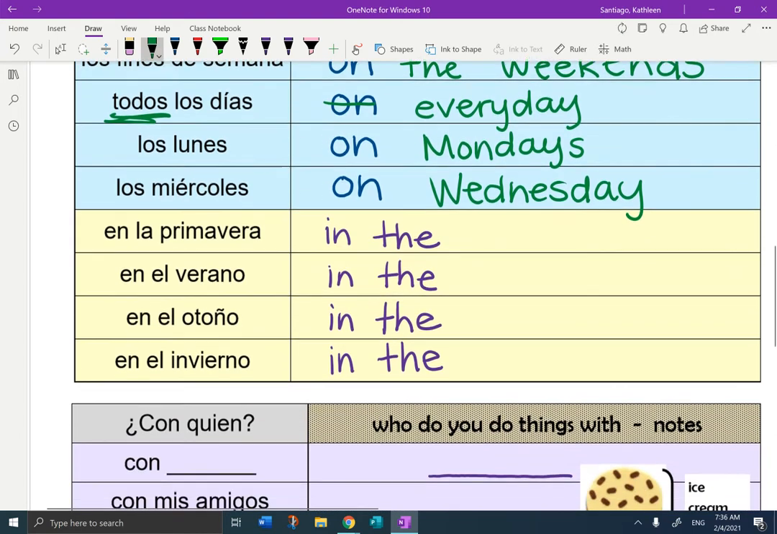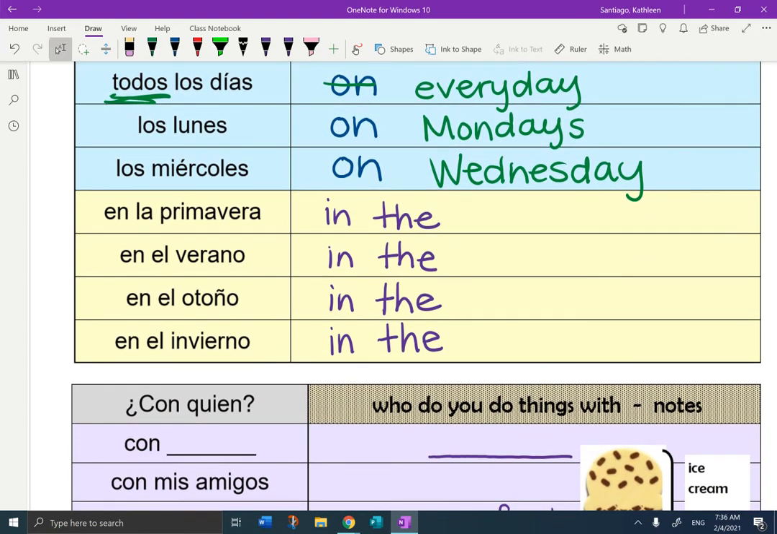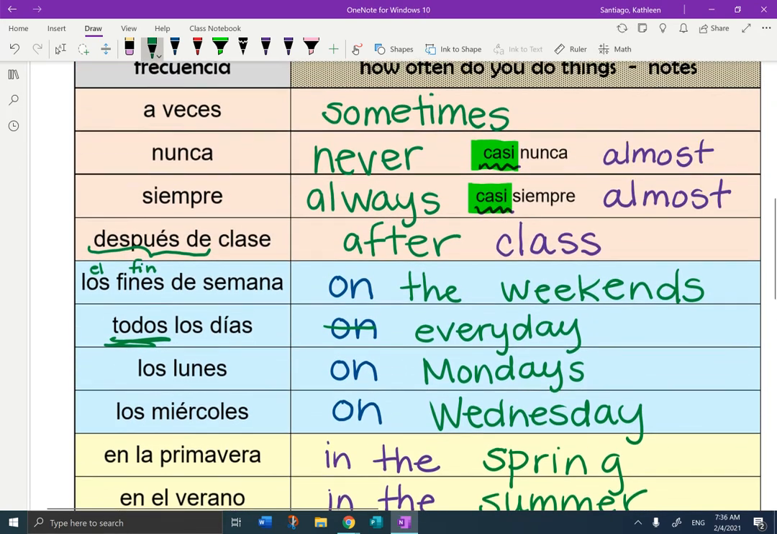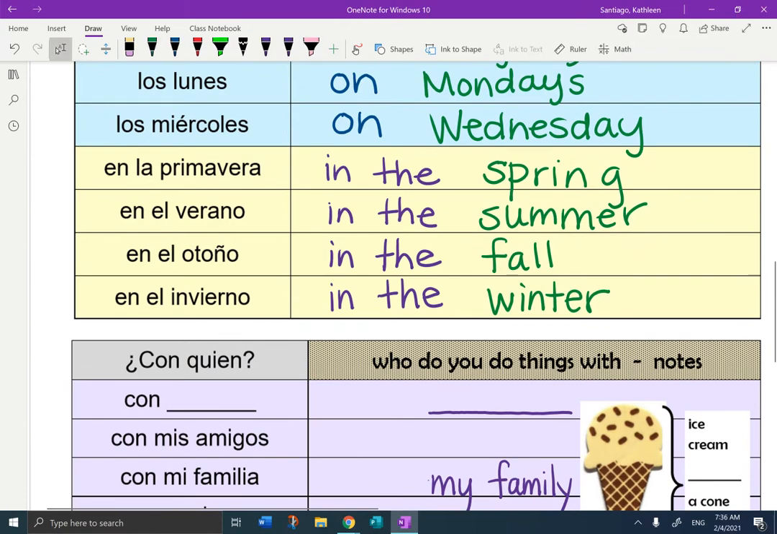Okay. The next four are the seasons. So when do you do that? En la primavera. Remember, prime time for planting and the word verde. Okay, so that's in the spring. En el verano, it's very hot in summer. En el otoño. Otoño reminds me of October, that's fall. En el invierno, in the winter. Okay, so those are your seasons. So those are your frequency words that you could use to say when you do an activity.